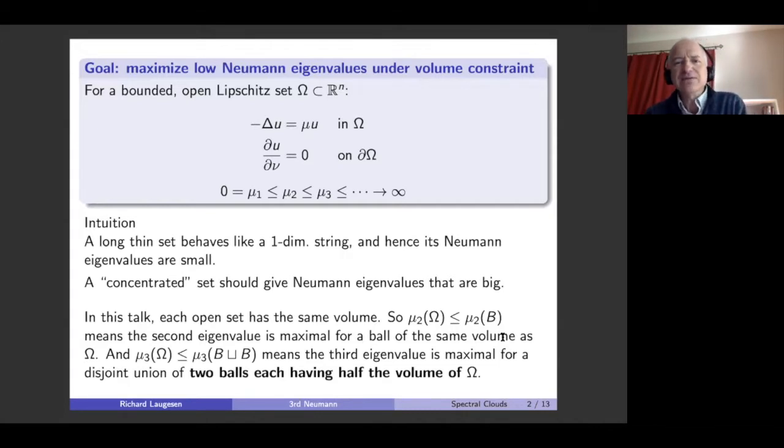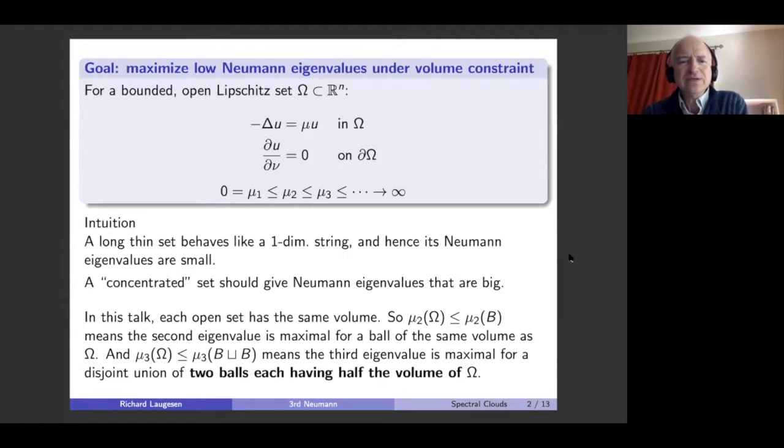The other reason is that since we'll be comparing with two-ball situations, two disjoint balls, our domain being a disjoint union means that not only the first but also the second eigenvalue is going to be 0 when we're in the two-ball situation. So we're not assuming that this open set is connected, we're just assuming it's open, has Lipschitz boundary, so it might have one or more, finitely many, but it might have more than one 0 eigenvalue, depending on the number of components.